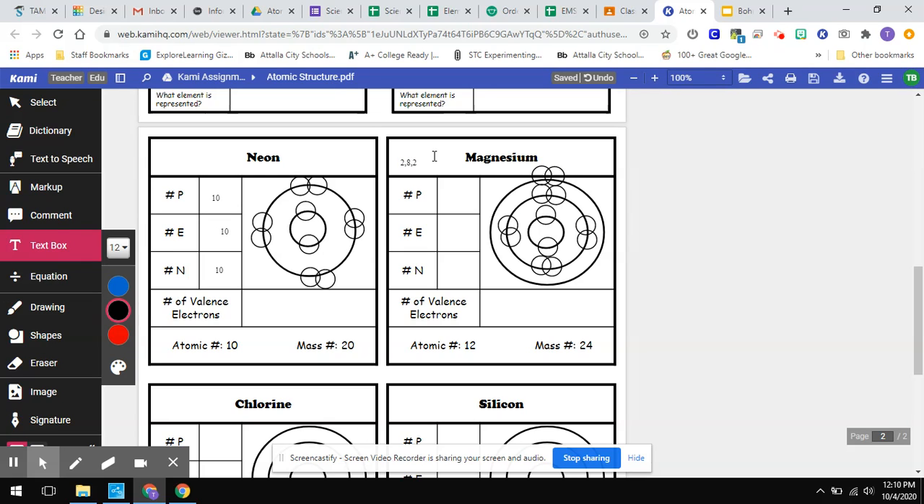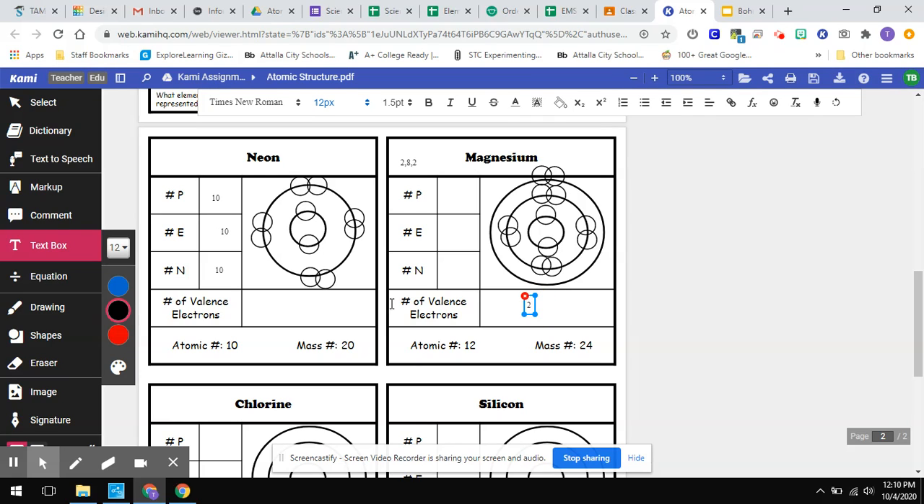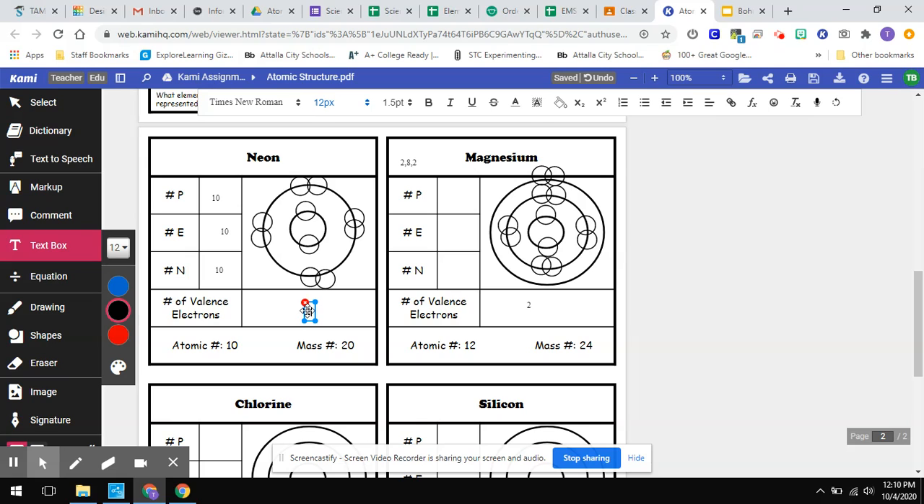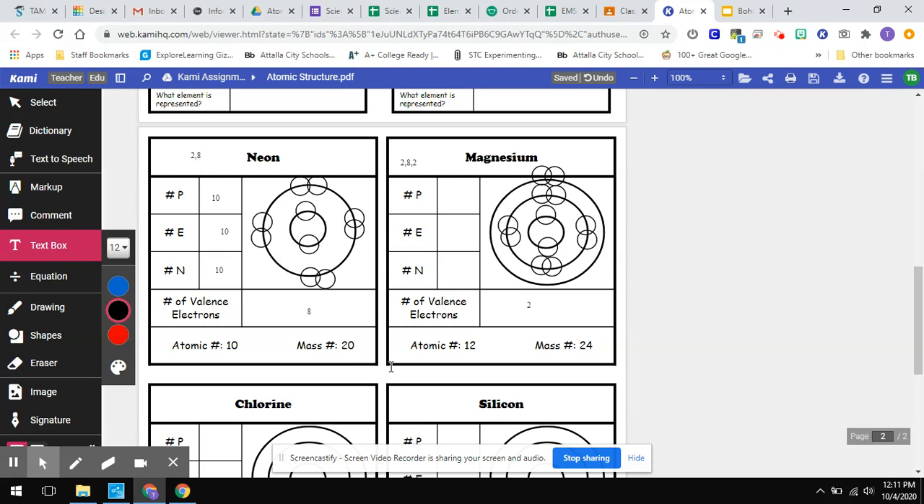And another important thing to know is that the outermost energy level that's been diagrammed, however many electrons are on that level, that's called your valence. So magnesium would have 2 valence. Neon would have 8 valence because its outermost shell has 8 electrons on it. So it's all dependent on its electron configuration. By whatever the last number of electrons that you had, that's what your valence is.